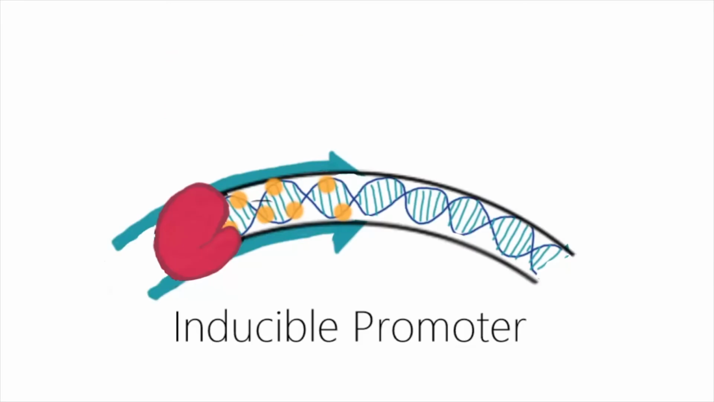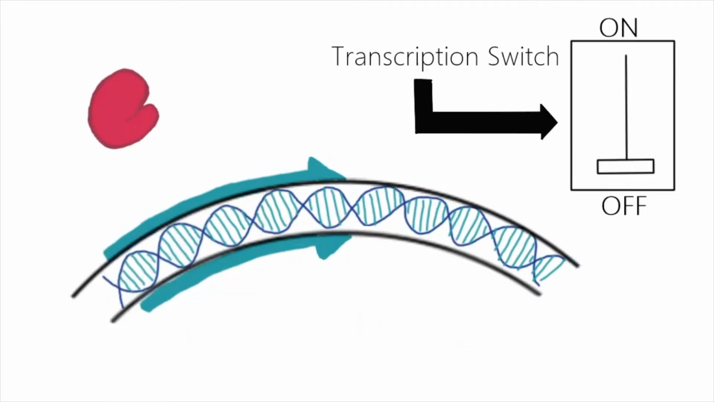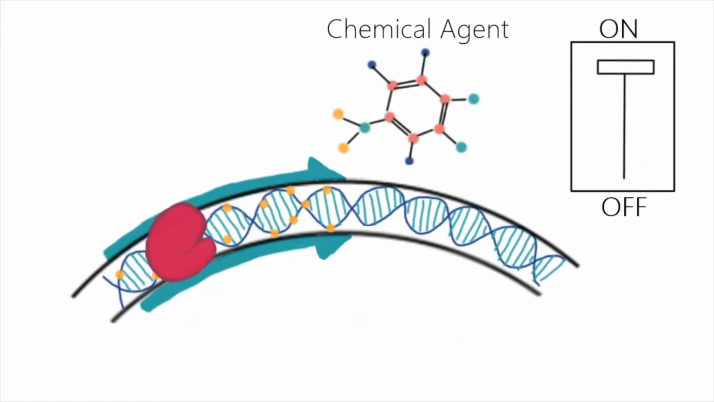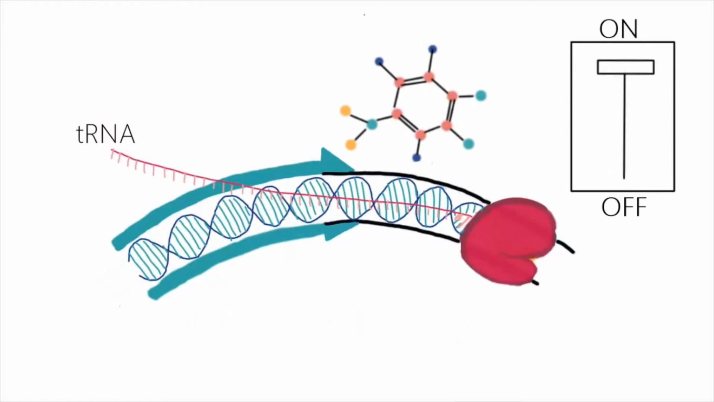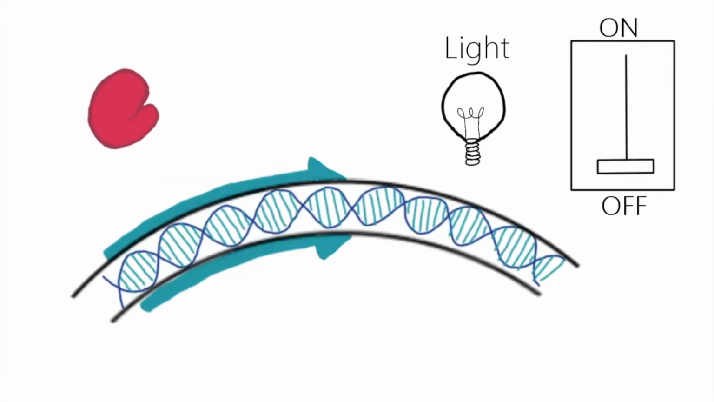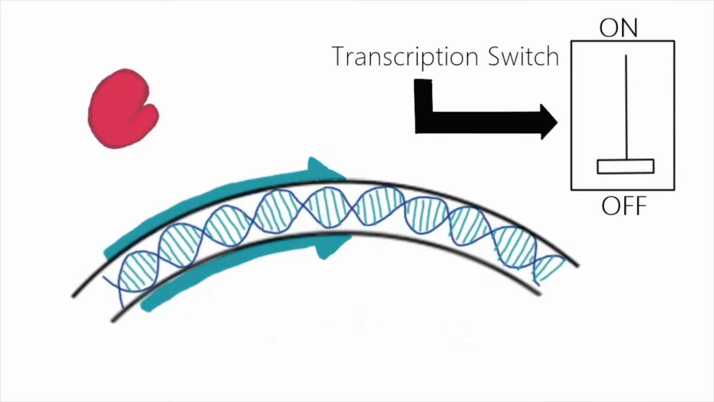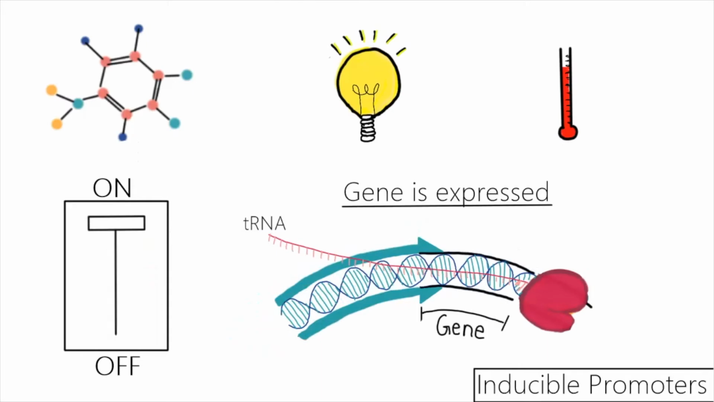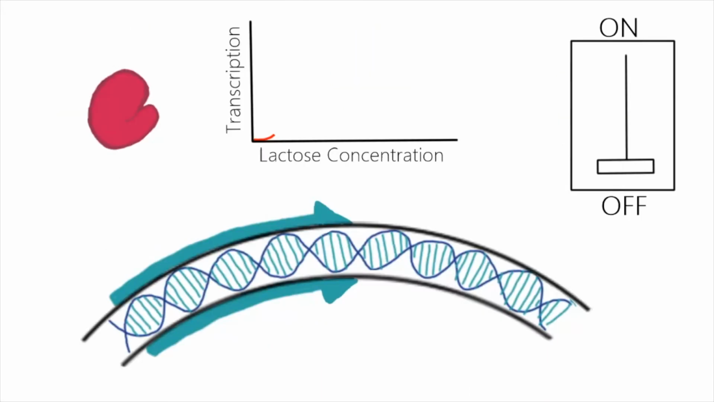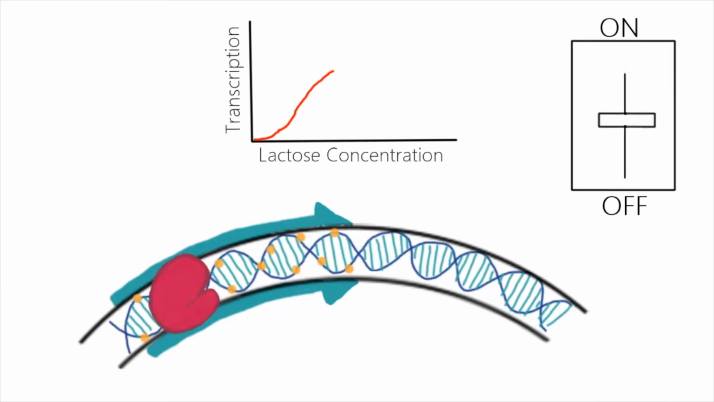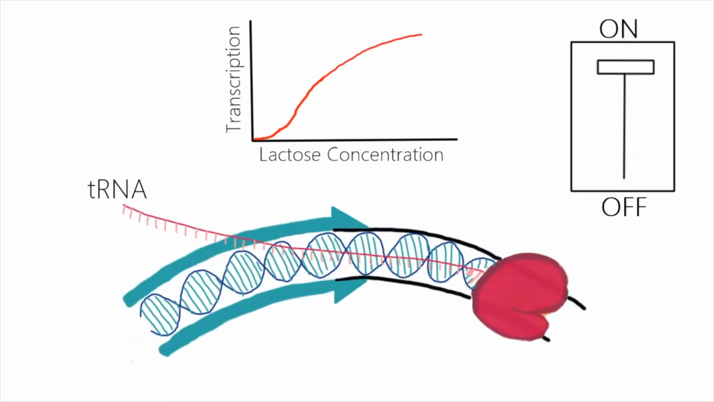While constitutive promoters are always active, inducible promoters are only active in specific conditions. Some of these conditions include the presence of chemical agents, light, and even temperature. While the presence of certain conditions can switch the promoters on or off, often these promoters work on more of a sliding scale. For example, if there's a promoter that responds to the presence of lactose, transcription will increase as the presence of lactose increases.